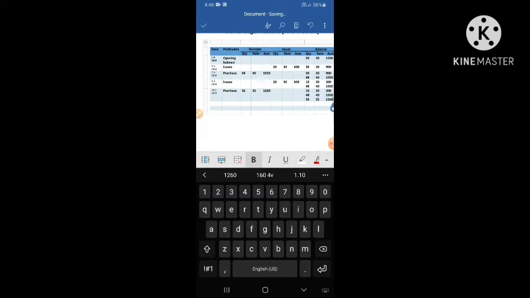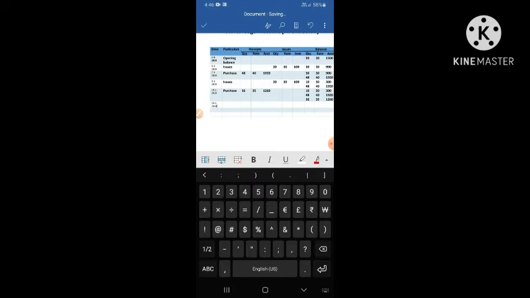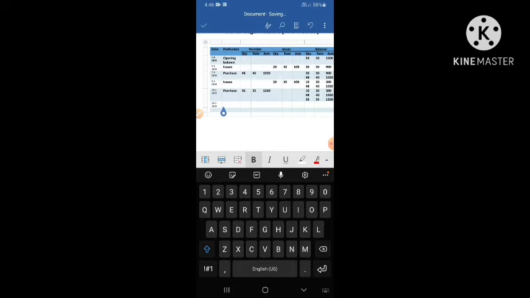So on 24th Jan 2019, received back. We should treat sales return as a purchase, so we should show it in the receipt column: 10 units, 30 per unit equal to 300.